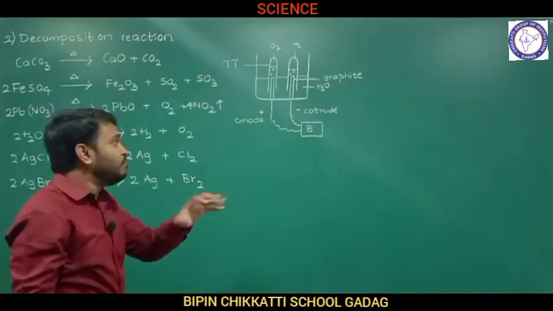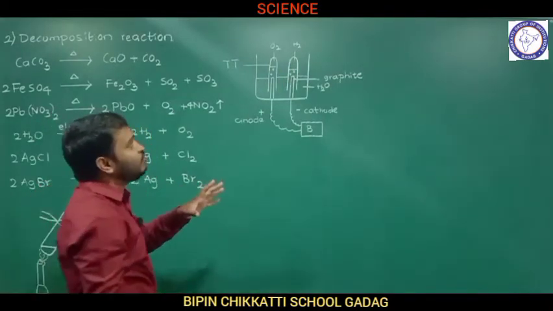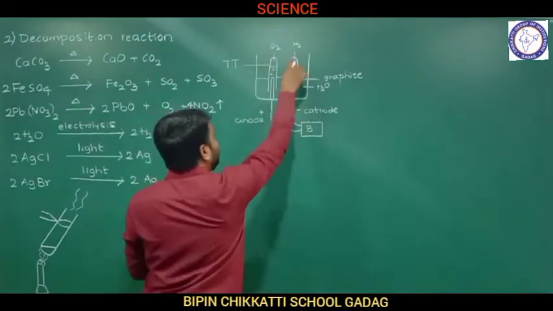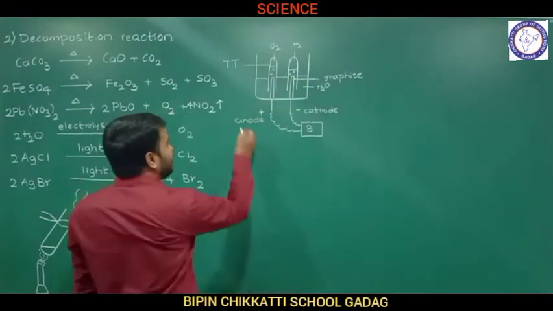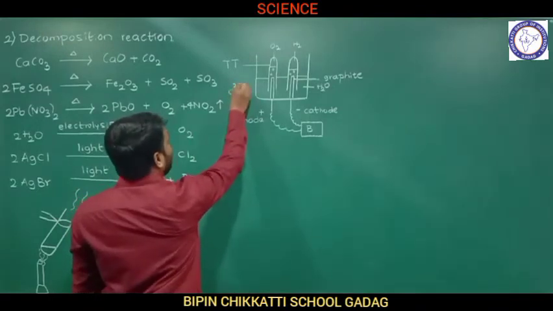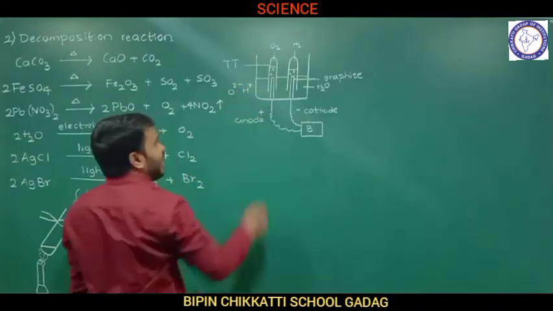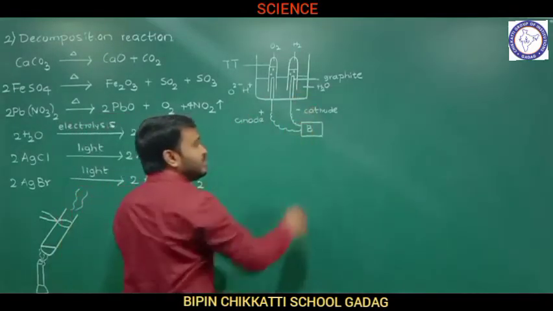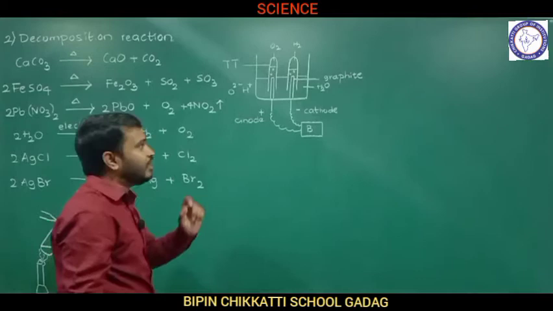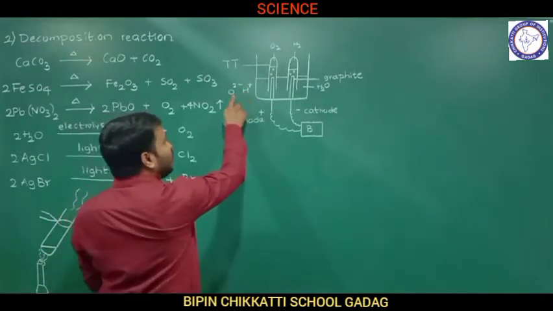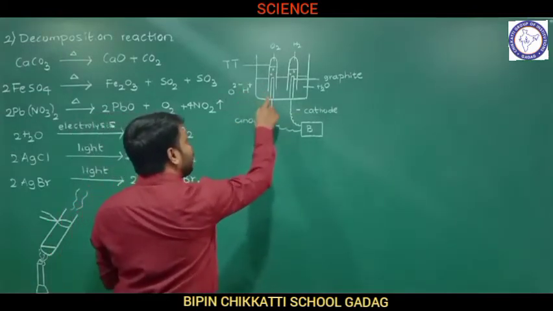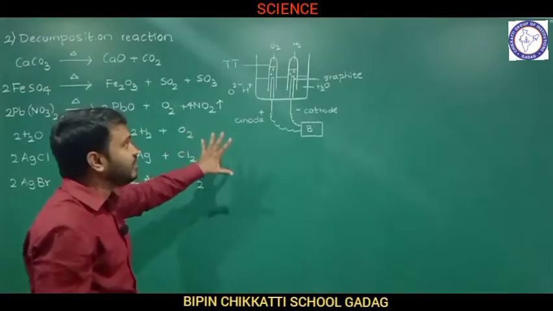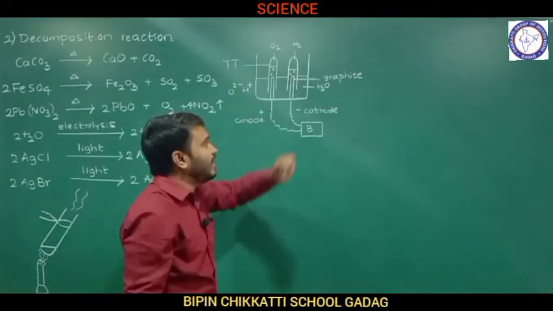And one more question: how did we come to know that towards this test tube oxygen is collected and towards this test tube hydrogen is collected? I told you that on ionization we get O2 minus and H plus. All the H plus ions move towards the cathode, because the cathode is the negative electrode, and all the O2 minus ions move towards the anode, because the anode is the positive electrode. So because of that, oxygen and hydrogen are collected.